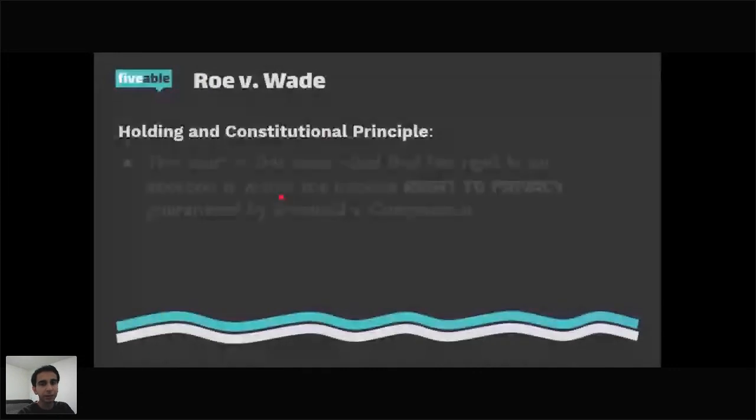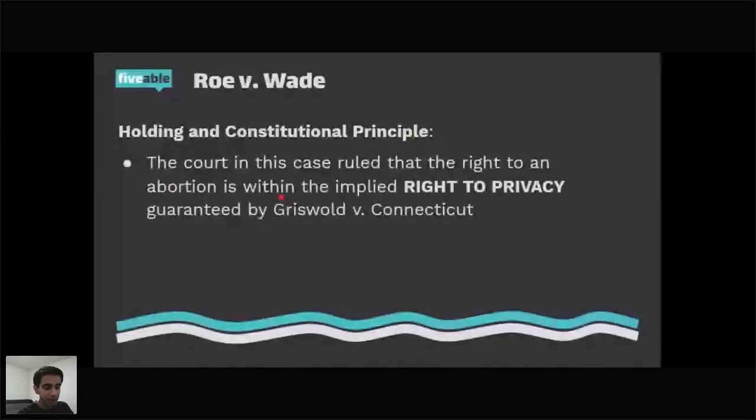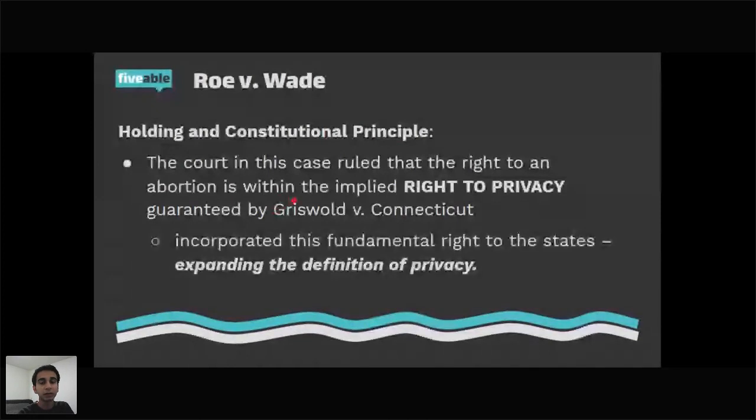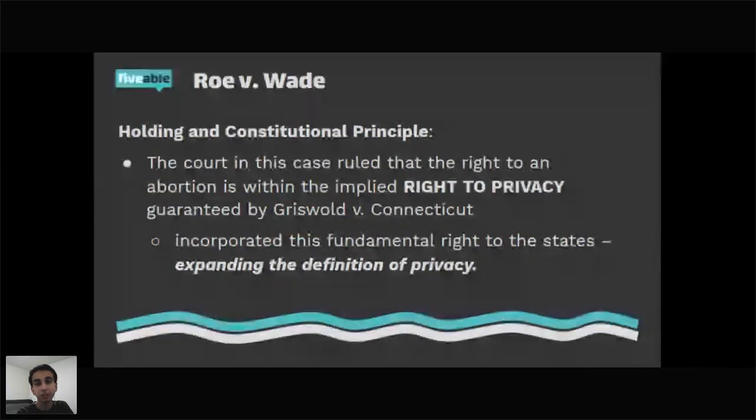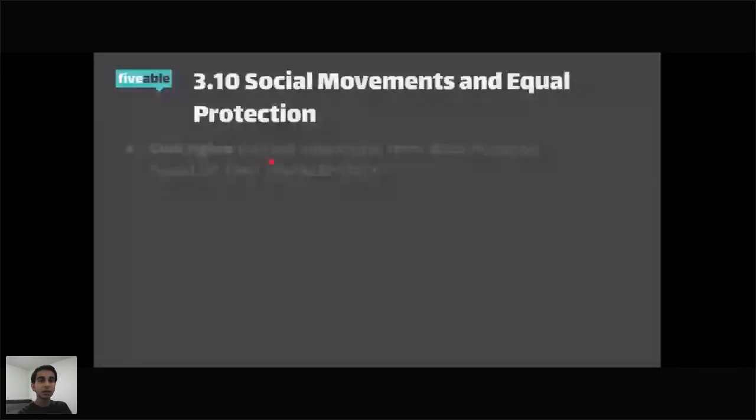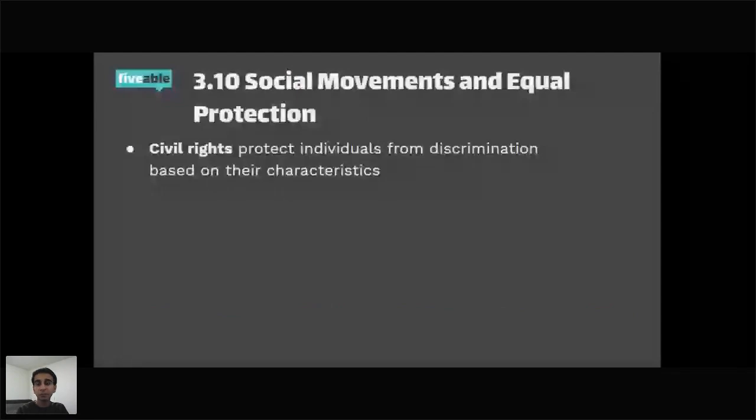So what ended up happening, as I'm sure you know, is the implied right to privacy. The court ruled that an abortion is within that implied right, and they incorporated this fundamental right to the states. So here, they actually incorporated a right that's not explicitly mentioned to the states, and this actually expanded the definition of privacy. Okay, so that was all for 3.9, and that was really the last big standard. The next ones are pretty small.